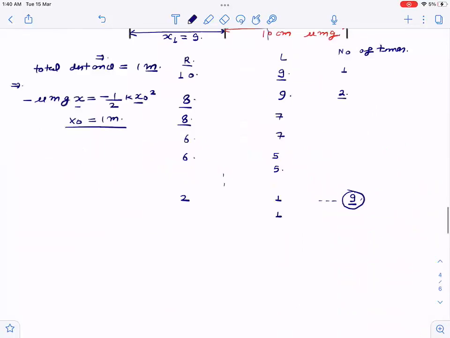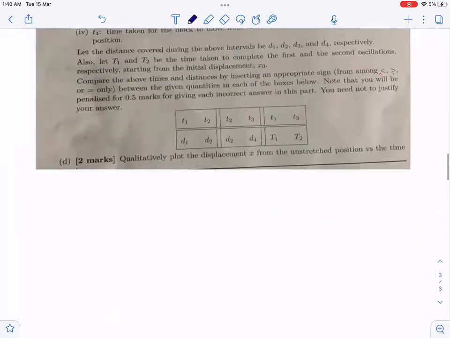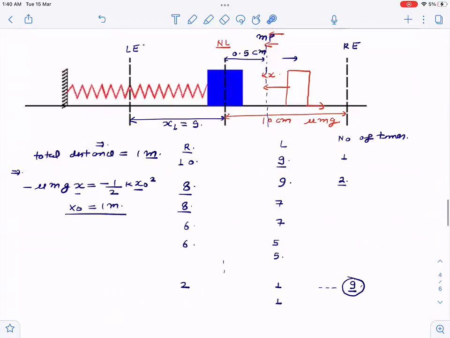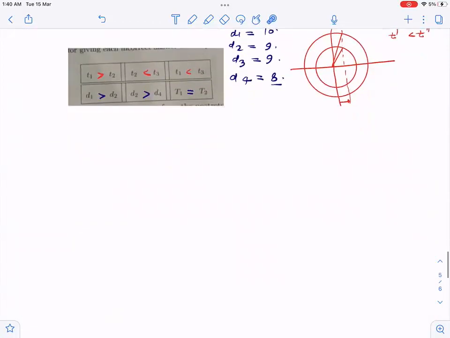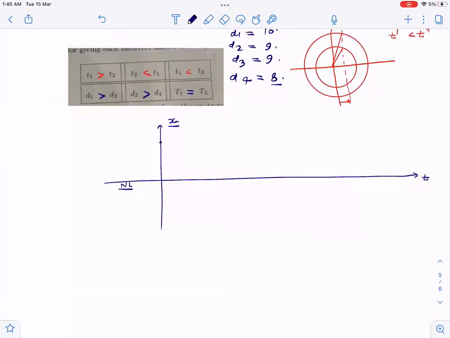Now let us see the last part also. Now the last part is that qualitatively we have to plot the displacement x from the unstressed position versus time. So it's now very simple. We know that it's SHM only, just that amplitude is reducing. So this is time and this is x. This line corresponds to natural length. From here, first distance is 10. X is starting from extreme position, so it is going to be a cos curve. So this is 10, but it goes only up to here. This is 9.